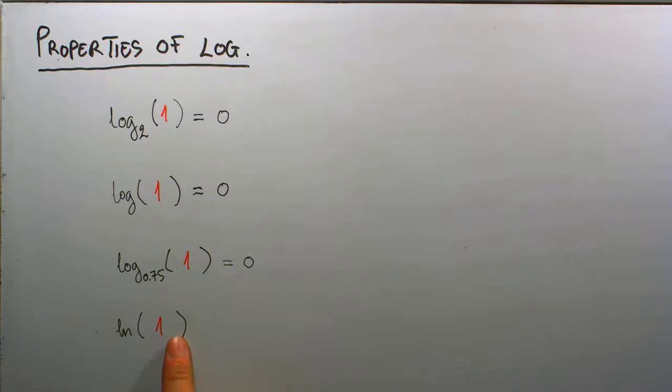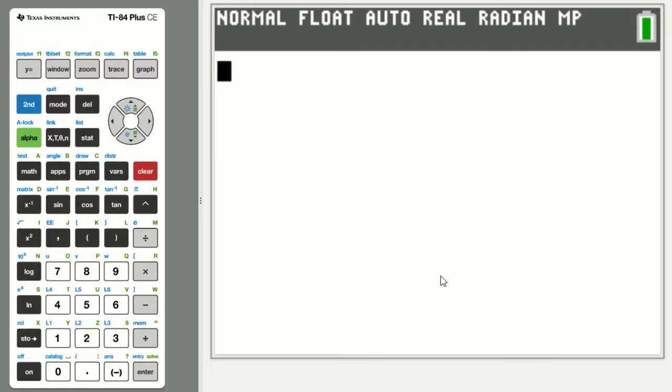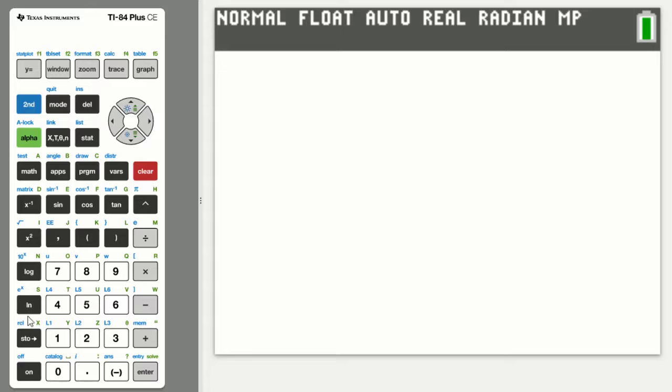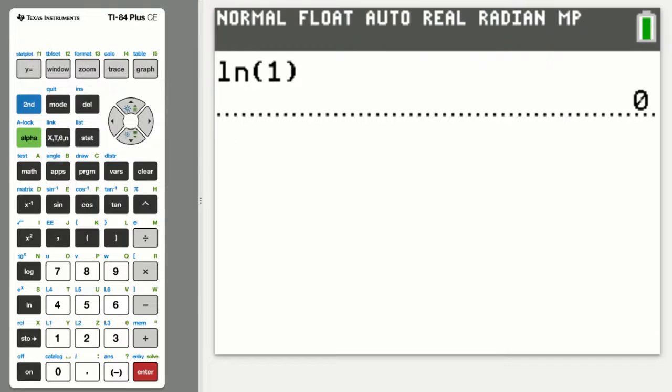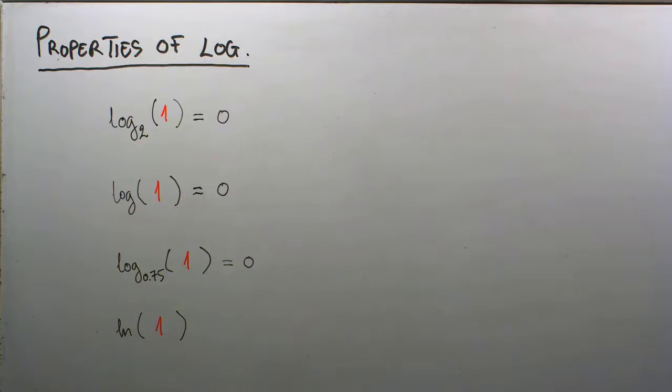And let's now look at log base e, or natural log of 1. Now back on the calculator. This is simply pressing that button right here, which is already available on the calculator. Natural log of 1. And this gives me, after I hit enter, 0 again. So on the board, natural log of 1 equals 0.